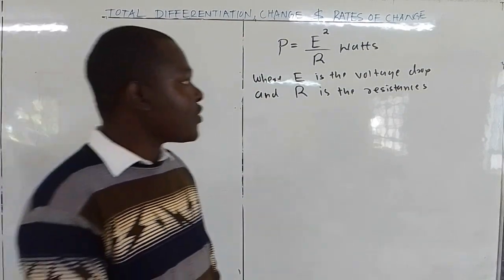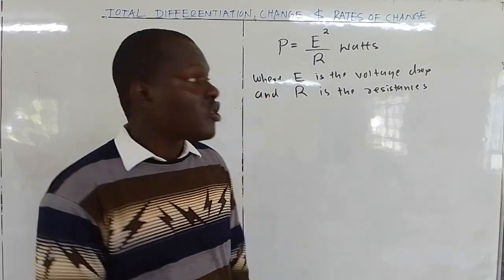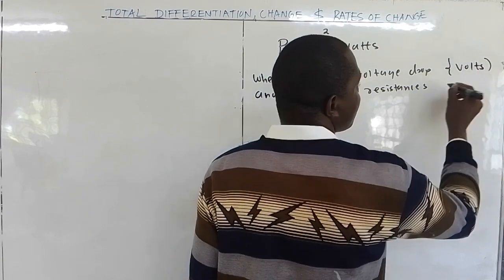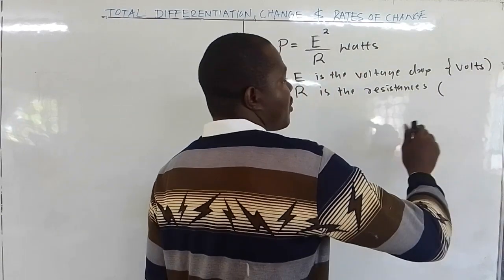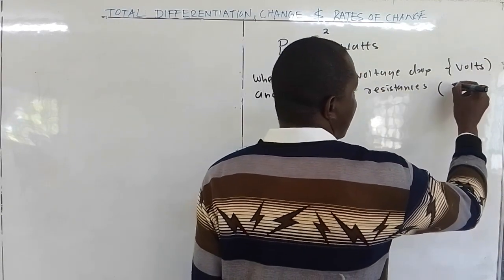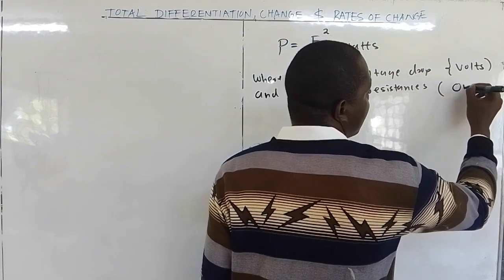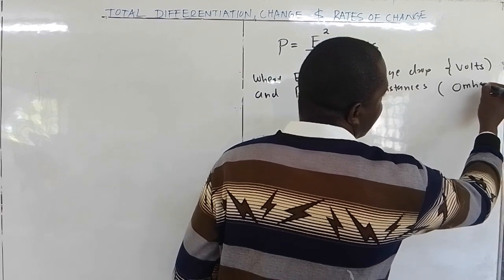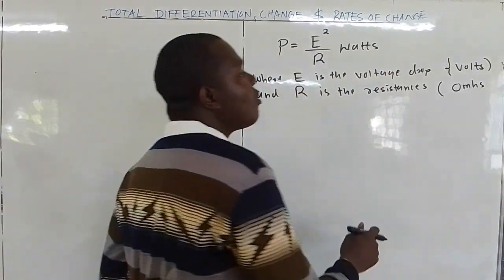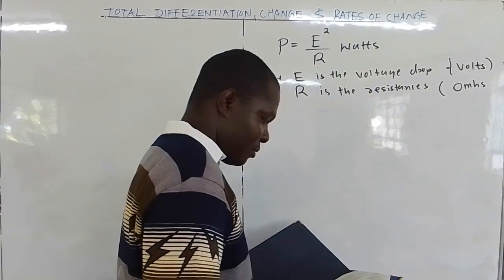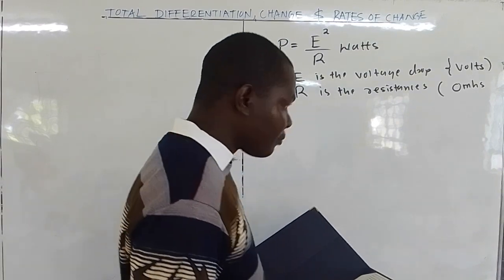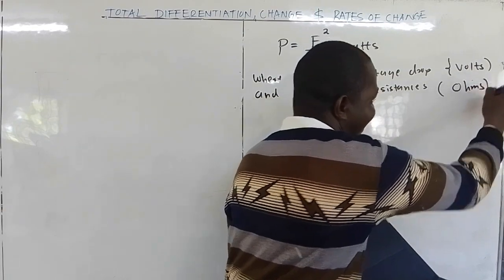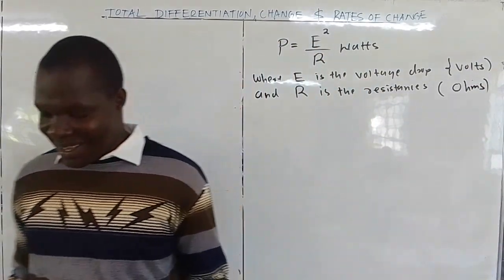You've been told E is the voltage drop across the resistor, measured in volts, and R is the resistance of the resistor, measured in ohms. That's the spelling of ohms. Are we together there?